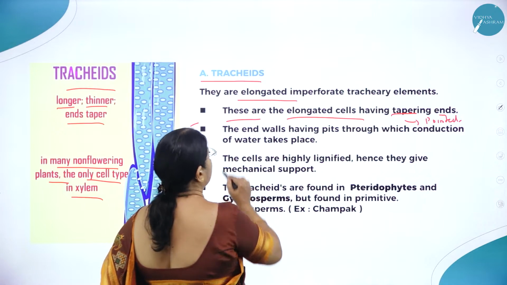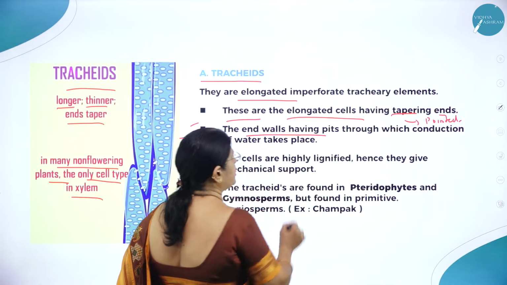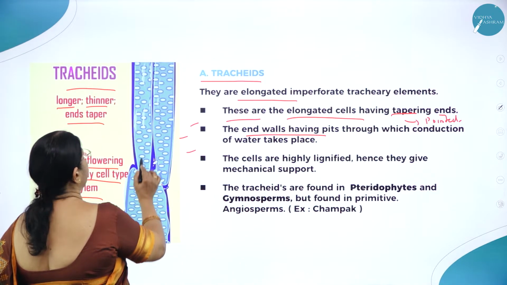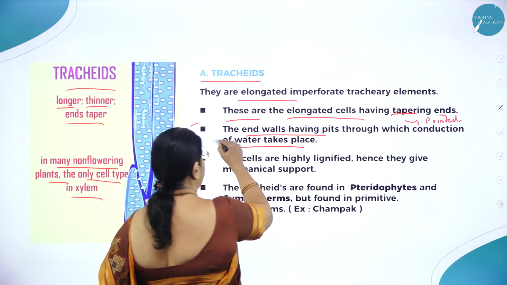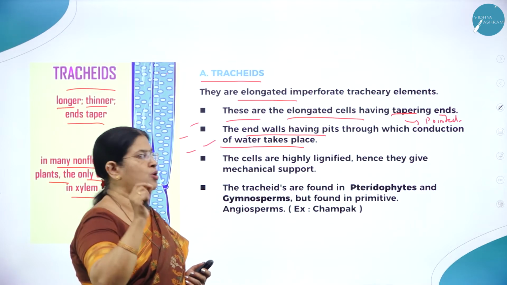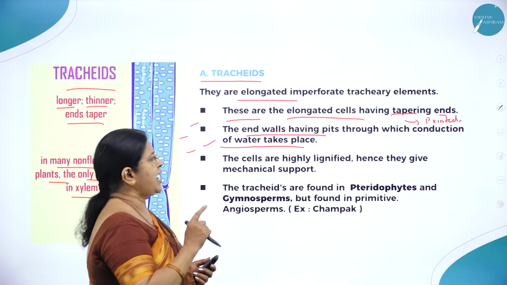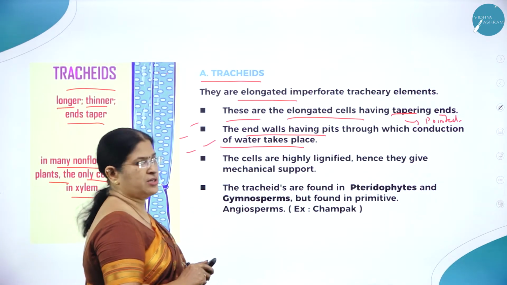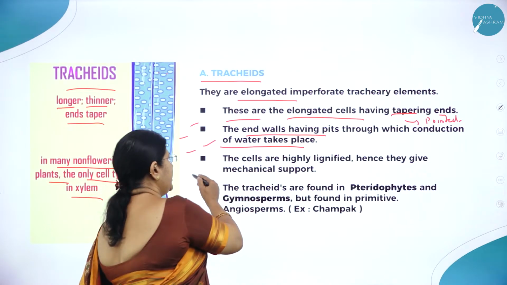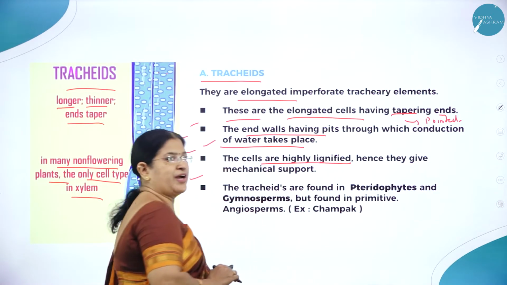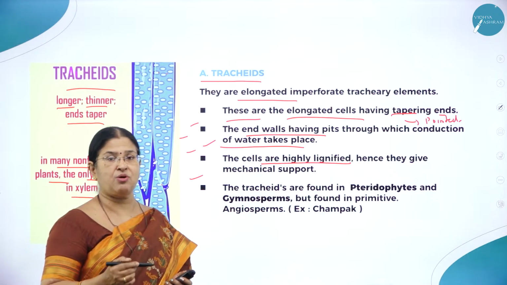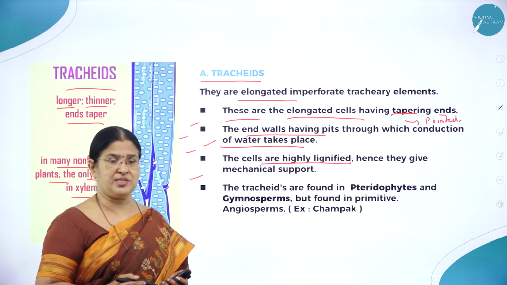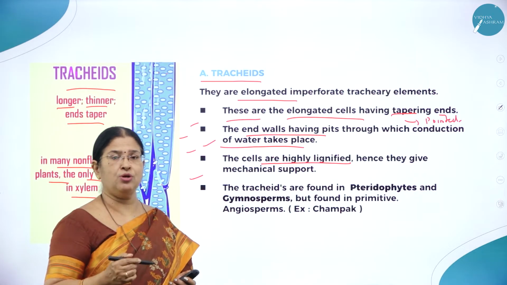Next, a very important anatomical feature is the end walls having pits. Here you can see the end walls will have pits through which conduction of water will take place. What do you mean by pits? Small holes. And here the cells are highly lignified. What do you mean by lignification? Deposition of an additional substance called lignin over the primary cell wall made of cellulose.